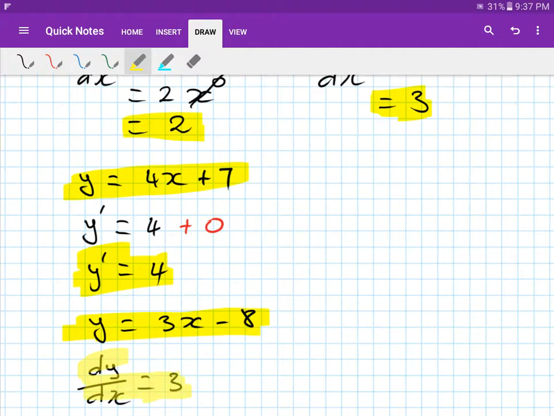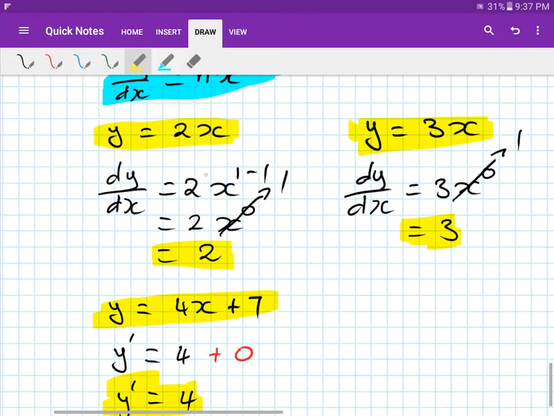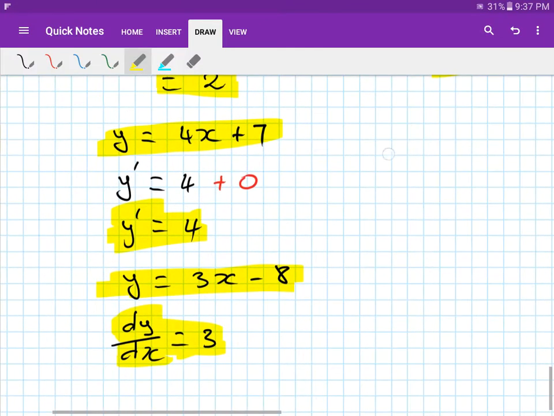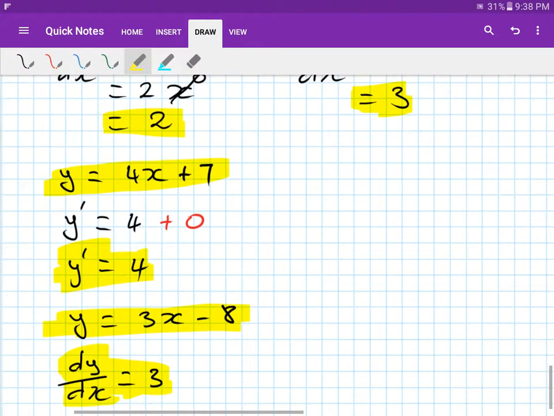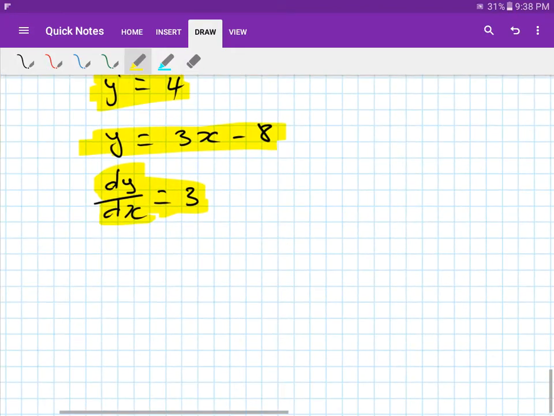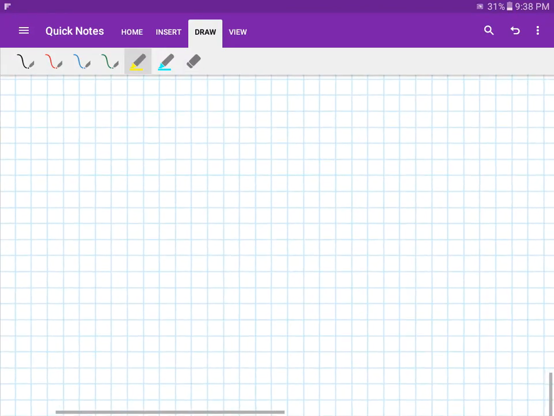So what do you notice? You notice these are the gradients. What's the gradient of 2x? It's 2. What's the gradient of 3x? It's 3. What's the gradient of 4x plus 7? It's 4. So therefore, when you differentiate, it gives you the gradient. So that's what it is. All right, so now remember that.